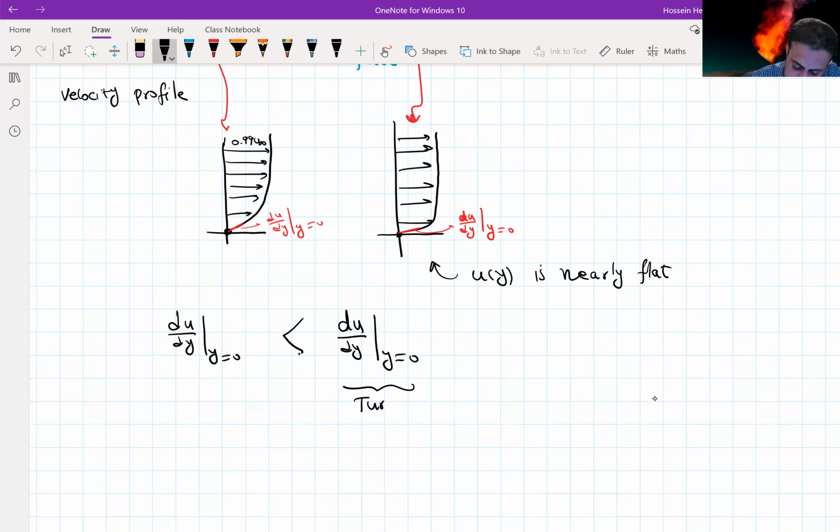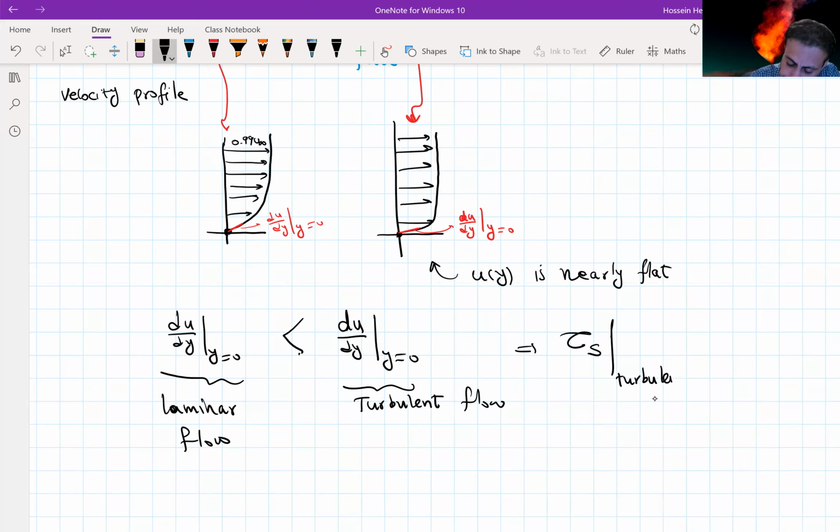This is for the turbulent flow, and this is for the laminar flow. What does that mean? The wall shear stress for the turbulent is greater than the wall shear stress for the laminar.